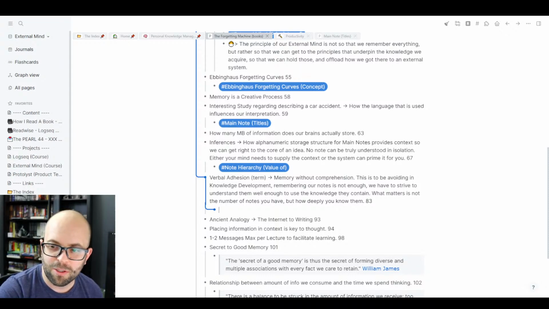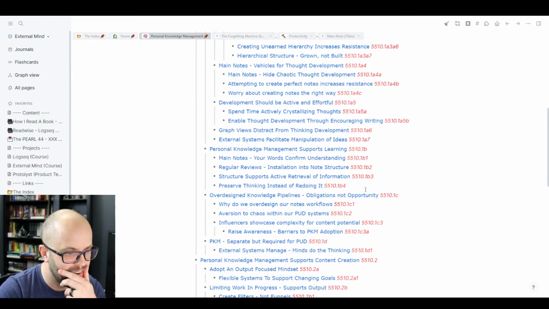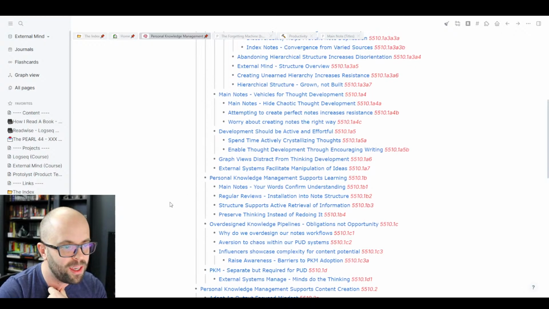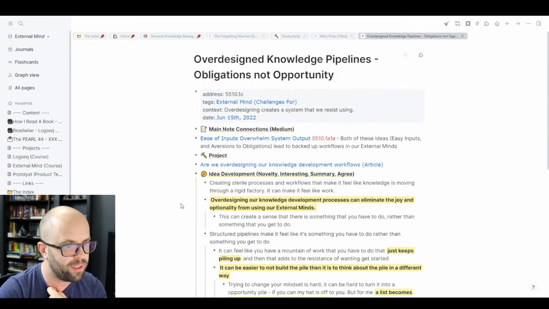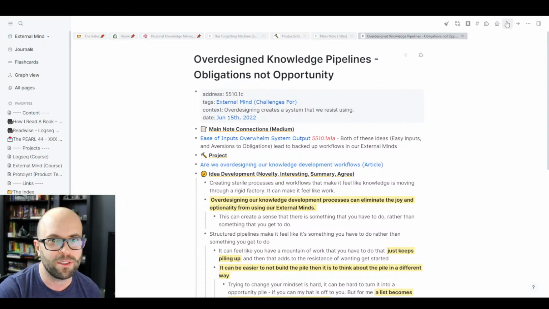Ed says, I'd be curious to see your notes on how creators maximize complexity to generate complexity. Oh, I think you saw this here. Influencers showcase complexity for content potential. Yeah, so this is another thing that I turned into an article on: are we over designing our knowledge development workflows.